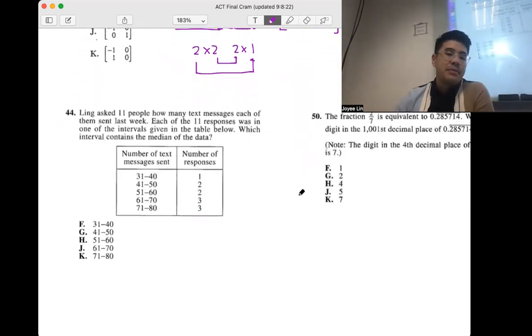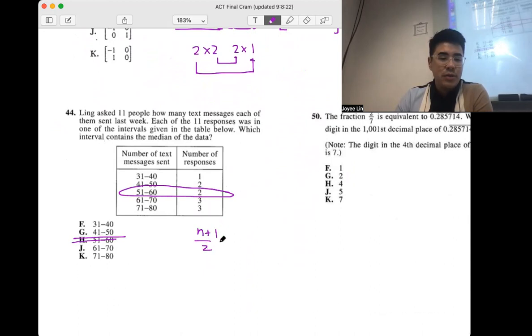44, Ling asked 11 people, blah, blah, blah. What was the median? The wrong way to do it is to circle the middle, right? That's the wrong way. We do n plus 1 over 2. 11 plus 1 over 2 is equal to 6. And then we count to 6. 1, 2, 3, 4, 5, 6. This is the median.